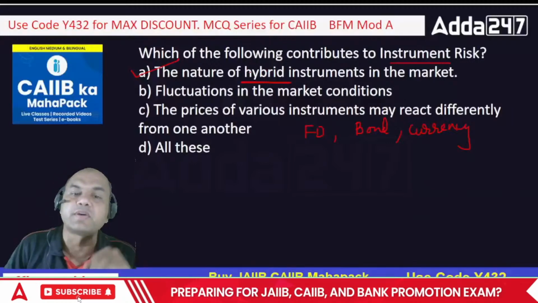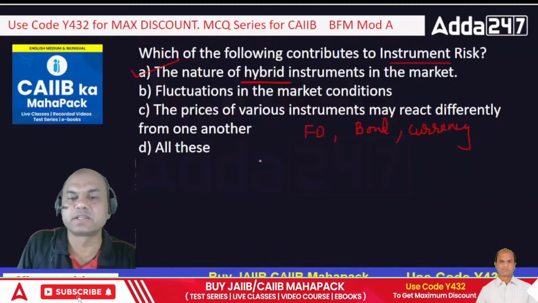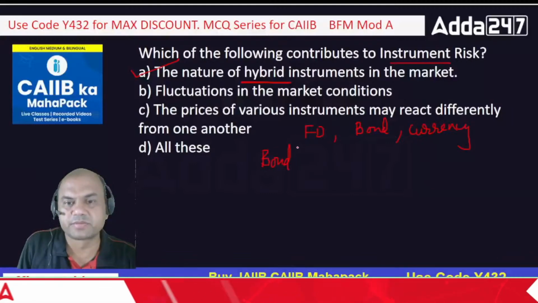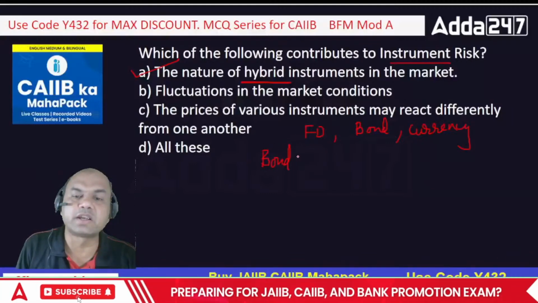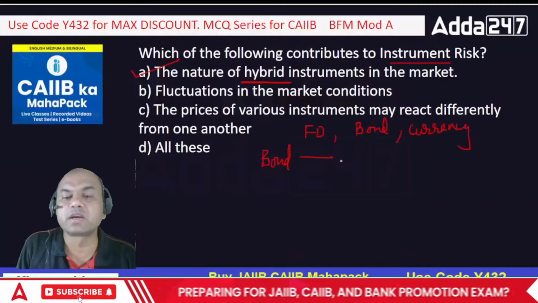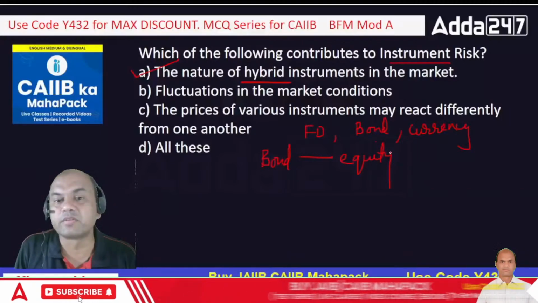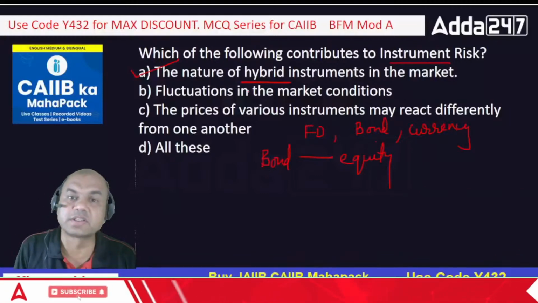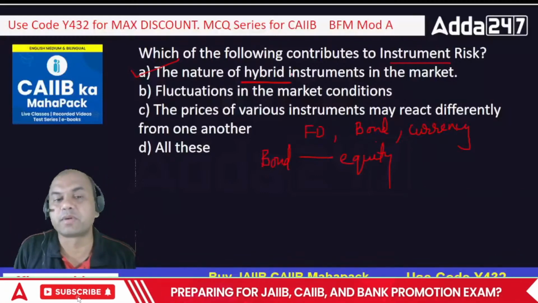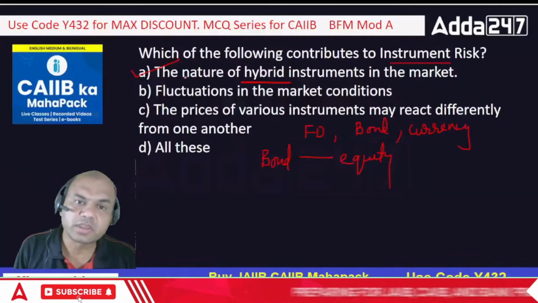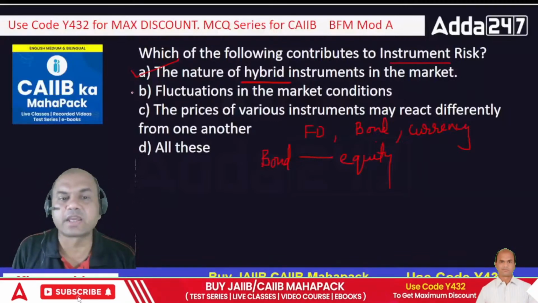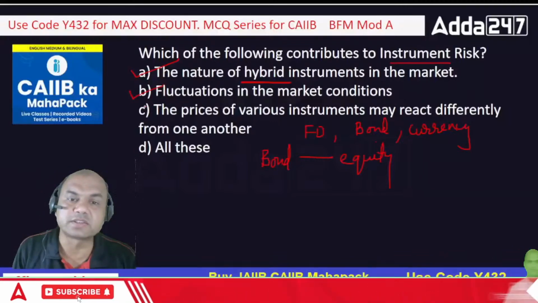Suppose I have some bonds, I'll give you an example. I have some bonds and these are hybrid bonds. So in hybrid bonds, what will I tell? I'll tell that I'll convert it to equity once the maturity occurs. So this is known as the nature of hybrid bonds. So A can be the answer, B can be the answer.